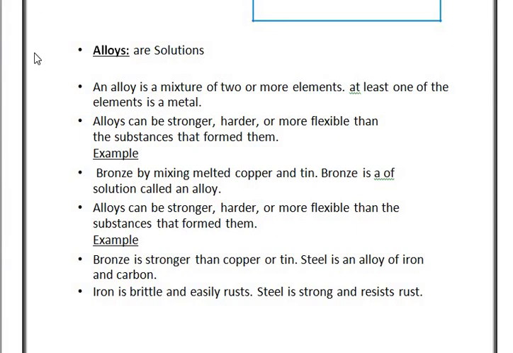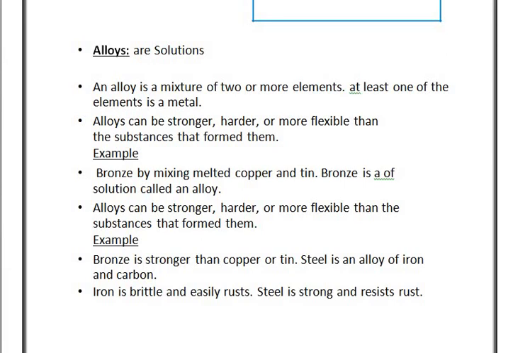Our session for today will be about the alloy. Last time we said what is the mixture and what is the solution. The third type that we will take is an alloy. The alloy is a type of a solution. So what is the difference between the alloy and the solution?